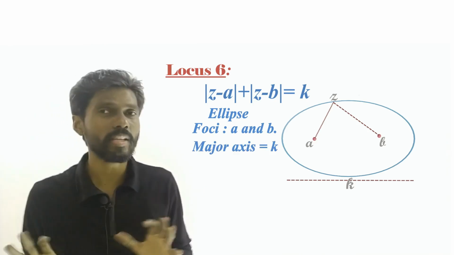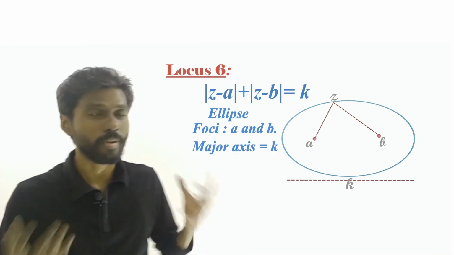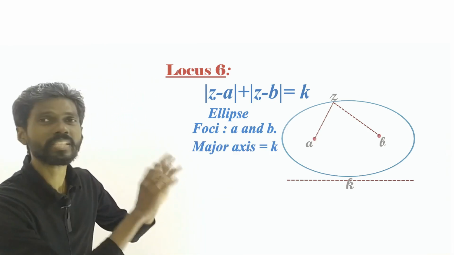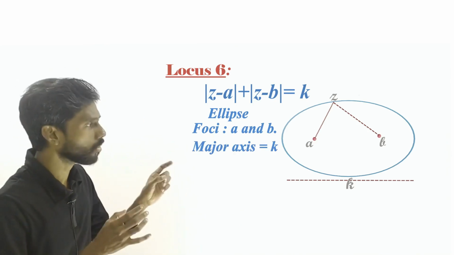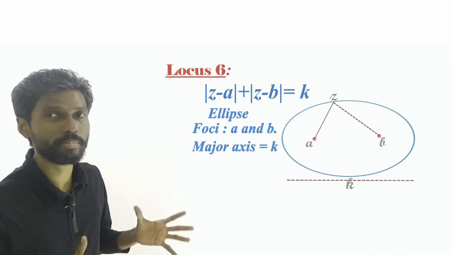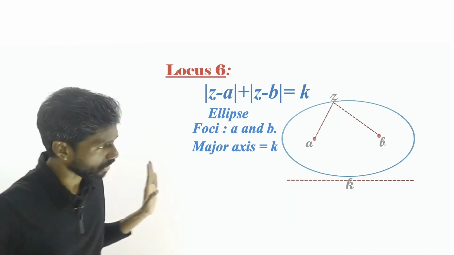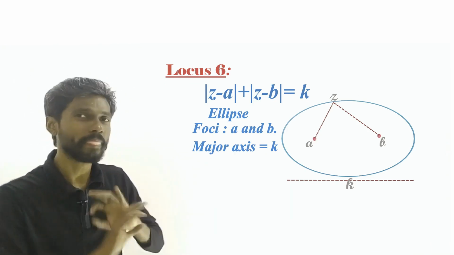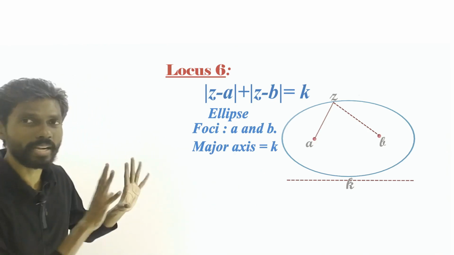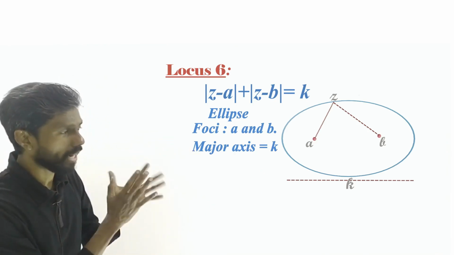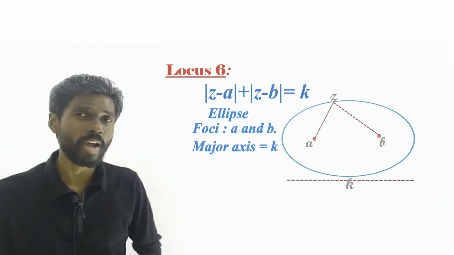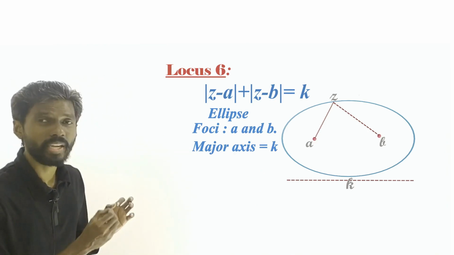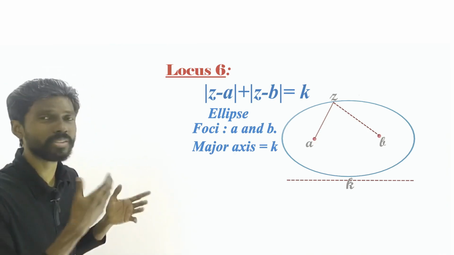We don't need to know anything more about ellipse now if you are not already familiar with it. You have to know just these points. This equation is the equation of an ellipse, a and b are called the foci of the ellipse, and the length of the major axis, this total length, is k. That much is enough for ellipse, right? But this comes with a condition. It is not always true. This value of k should always be greater than modulus of a minus b.